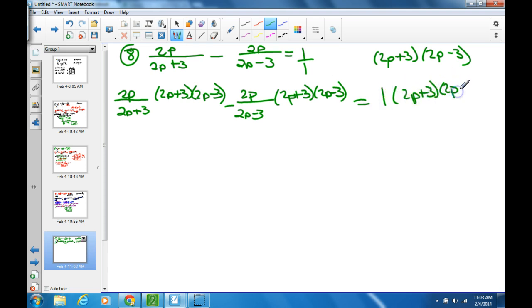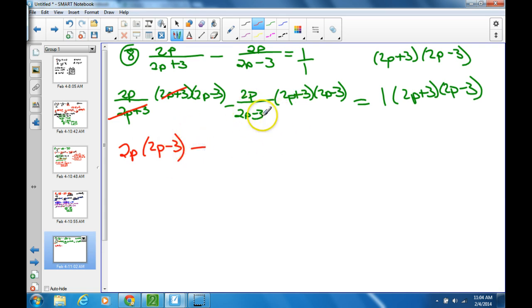A lot of writing. Okay, but like I said, once you get it all written out, then comes the fun part of crossing everything out. So on the first term, what can I cancel out? Yeah, I can get rid of that. So I am left with 2p times 2p minus 3.